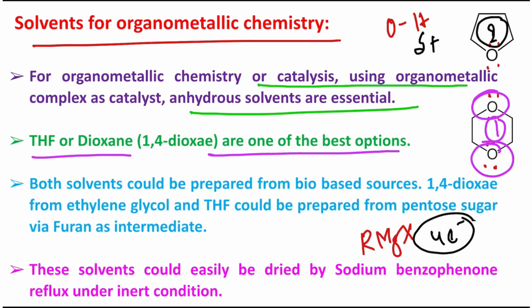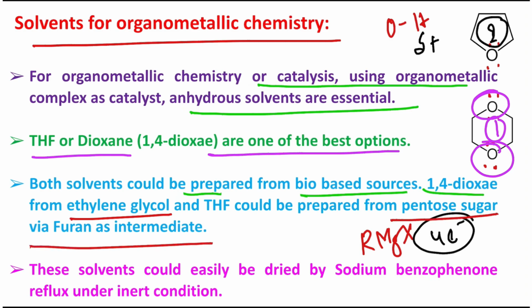Now both solvents, dioxane and THF, could be prepared from bio-based sources. Like 1,4-dioxane could be prepared from ethylene glycol, and THF could be prepared from pentose sugar via furan as intermediate. So that is another interesting property, because right now every country is planning to shift their value chain chemical production, means this value added chemical production, from petroleum based sources to non-fossil fuel based sources. And in that context, such kind of solvents are better, because they could be prepared from biosources too.